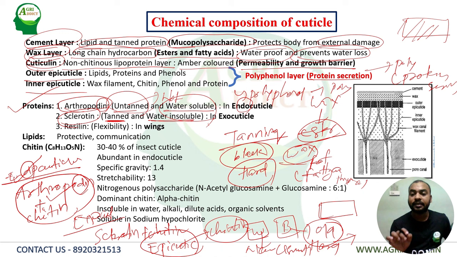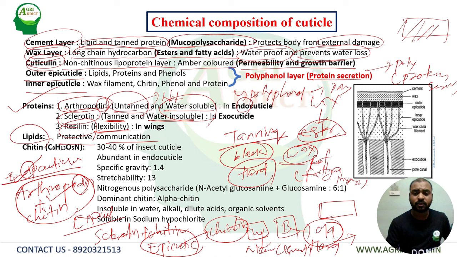Okay. And another protein is called resilin, that is called flexibility, that is mostly present in the wings, because when the insect goes for flying, that protein will act as a flexibility protein, called resilin, and that is mostly present in the wings. Okay. Another is the lipids, mostly protective or for communication. Communication means for the pheromone glands or other things, these lipids will secrete. So whenever I discuss the pheromones, I will discuss in detail.